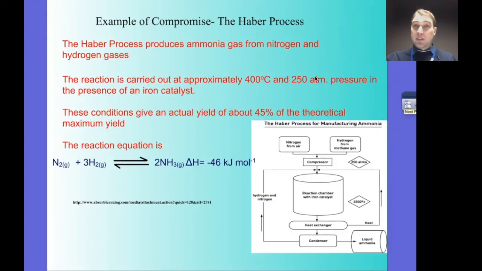So an example of this is the Haber process that produces ammonia from nitrogen and hydrogen. Here's the equation down here, and we can have a look at the equation and figure out what would be the situation that would produce the maximum yield. And we're going to look at that in terms of temperature and pressure.